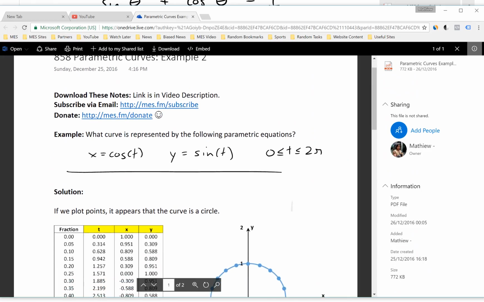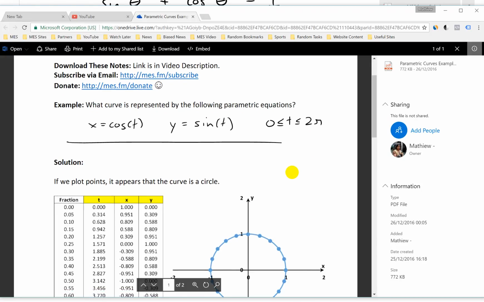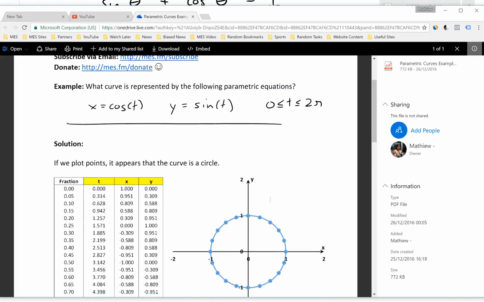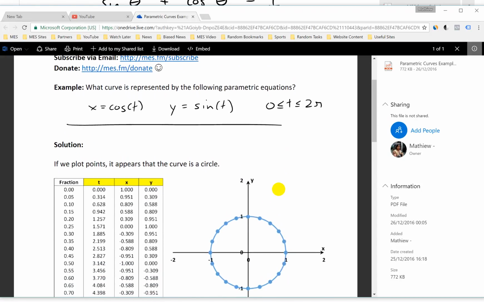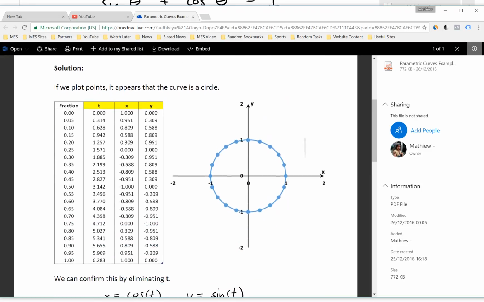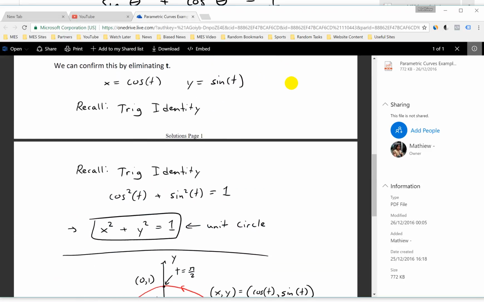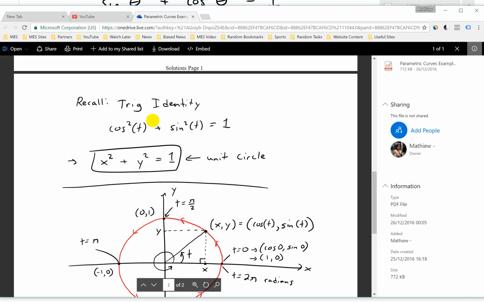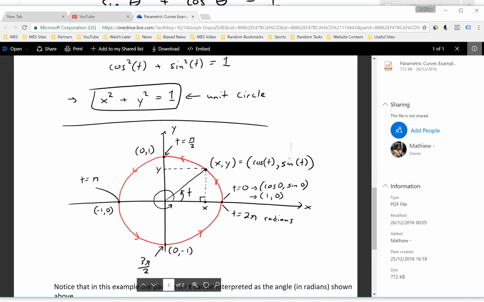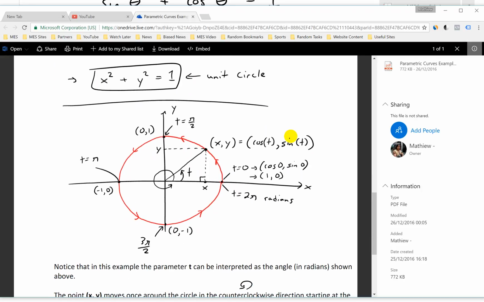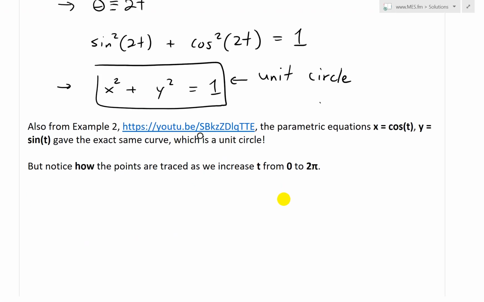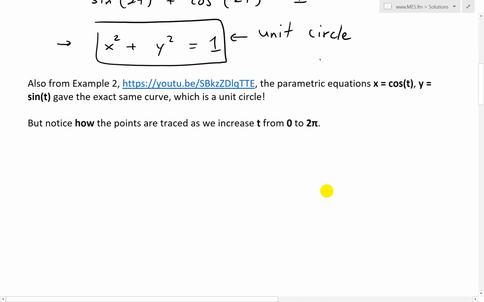Here are the notes from that video, and as you can see from that example, x equals cosine t, y equals sine t, and this t is also from 0 to 2 pi. I showed that using that identity is basically the exact same thing. We get a unit circle, except in that case we started here, t equals 0 is at this point and rotates around once. So that's how it looks. But in our case, notice how the points are traced as we increase t from 0 to 2 pi.